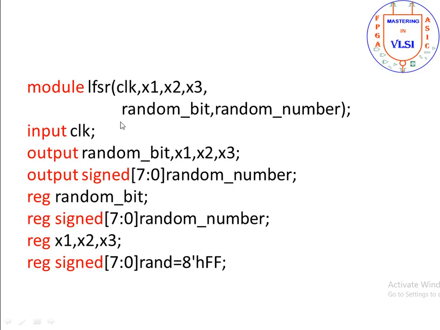Now this is the Verilog programming for the LFSR. There is one input, the clock. All the remaining ones are outputs: x1, x2, x3, random bit, random number. Random bit as well as random number are both declared as registers because we need those outputs. Here the random number is totally 8 bits, so I mention 7:0. The intermediate signals x1, x2, x3 I am making registers for convenience. The initial seed value register is 8'hFF. The h represents hexadecimal, and FF is all binary ones.